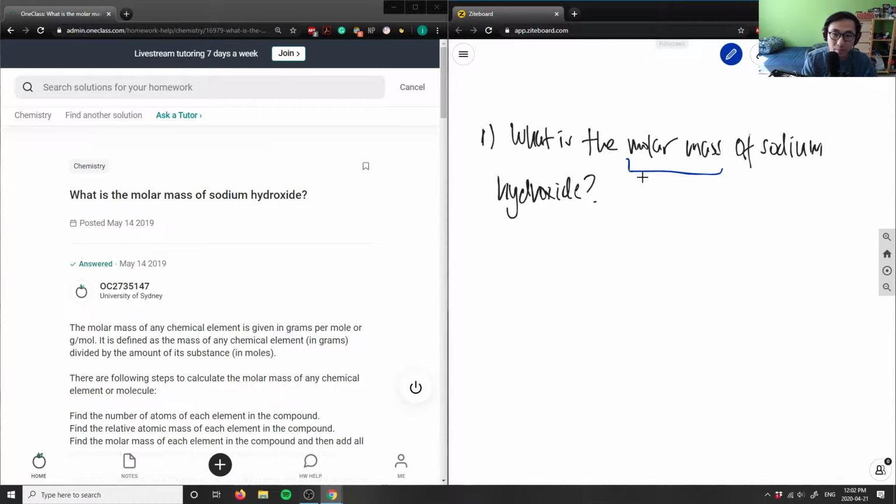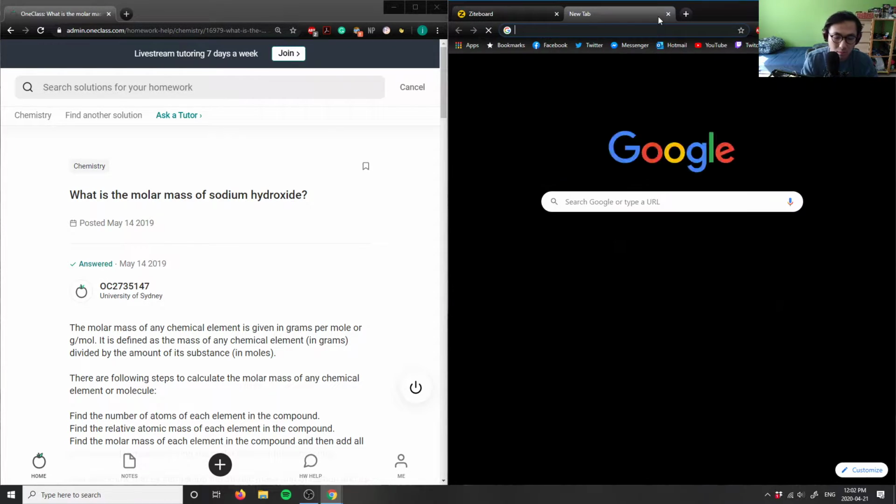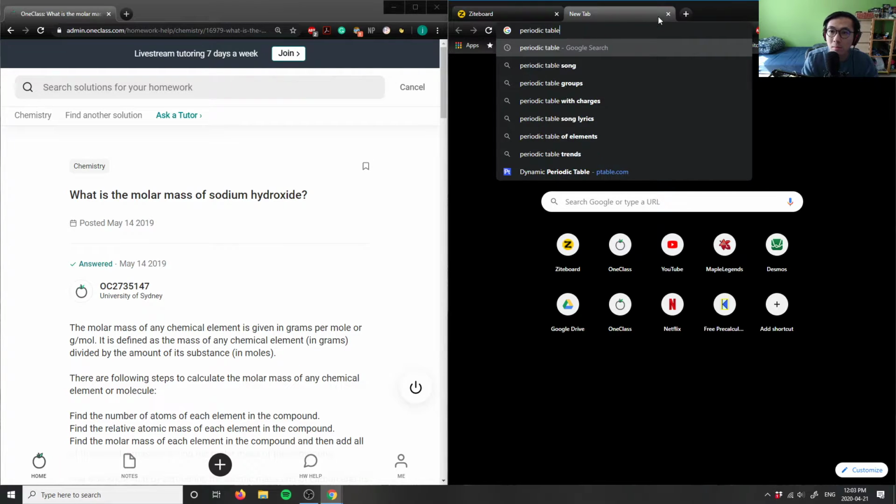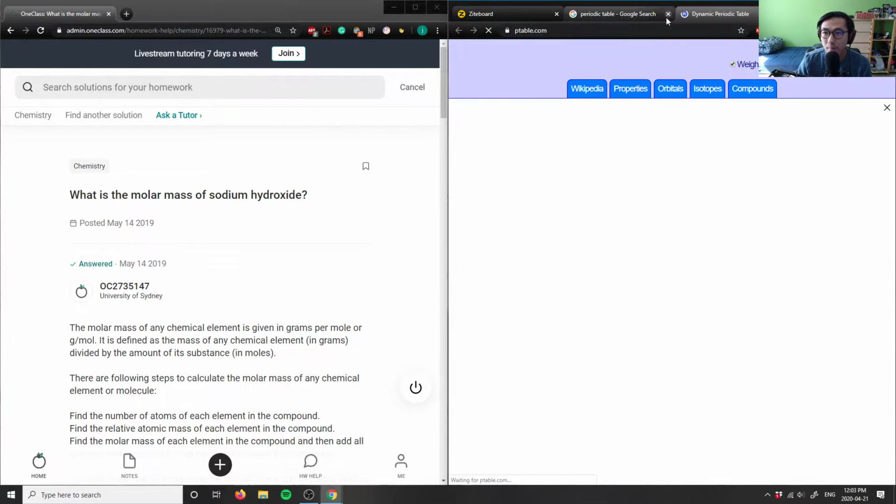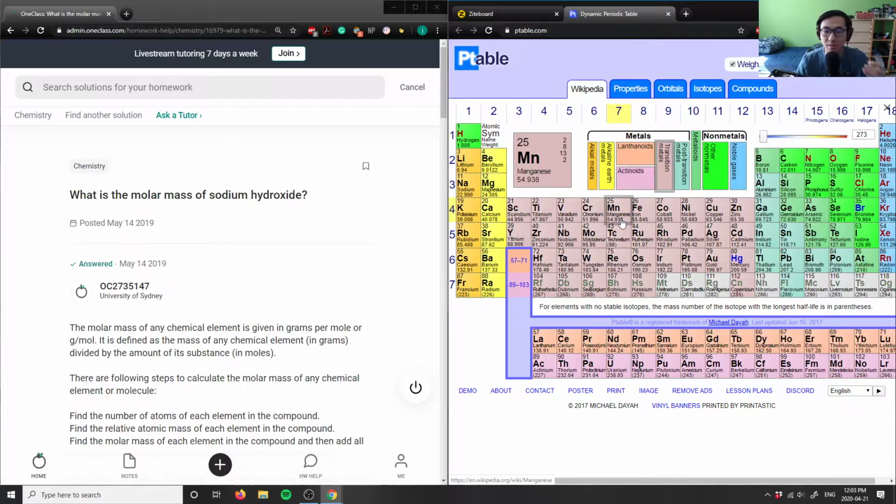Let me just bring up the periodic table for you real quick. Remember, the chemical here is sodium hydroxide. How will we find the molar mass for this problem? Take a moment to think about this question. Everyone in the chat, feel free to answer this problem or help me out with what to do.